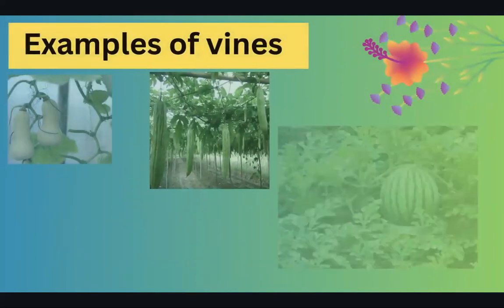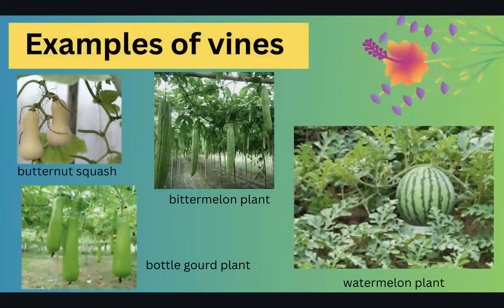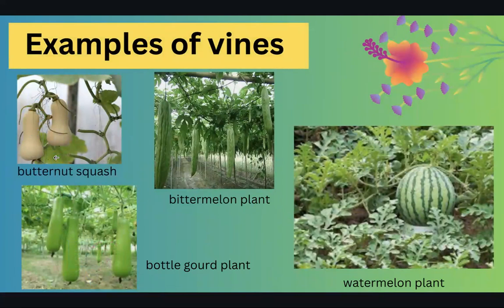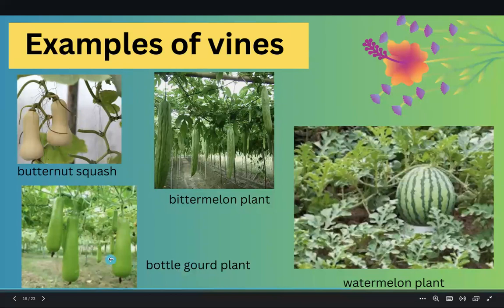All right, so here are some examples of vines. This is a butternut squash. I don't know if you have eaten this, but this is a butternut squash. Look at the stems. It has a support. It has a pole here that supports it. And then we have a trellis for bitter melon. I love this. They are bitter, but it is heavily loaded with minerals. Okay, bottle gourd plant. So this is a bottle gourd. It looks like a bottle, really. All right, so we grow this also in our place.